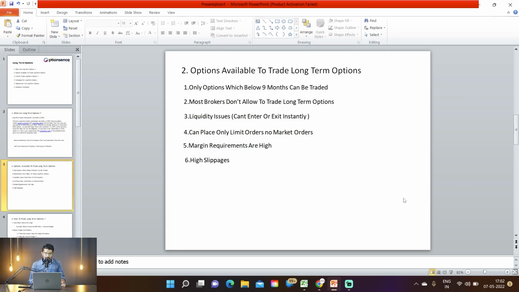So I hope you understand this point, right? And the next point is high slippages. As I told you, long-term options will have high slippages because you cannot place market orders. You will have to place only limit orders. In fact, Zerodha doesn't even allow you to place orders for options which go far beyond maybe even 2 months. So that is the kind of restrictions we have when it comes to long term options.